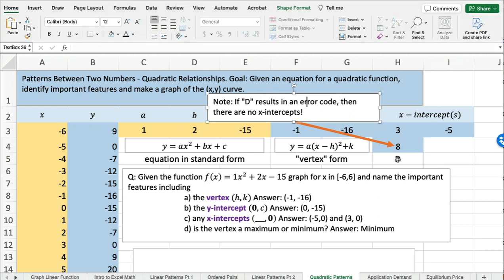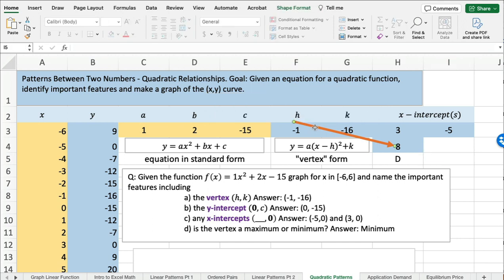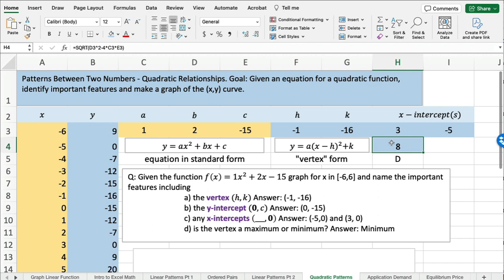I also want to point out right at the outset that when you are calculating your capital D, that's called the discriminant, by the way, sometimes it will result in an error code. If that happens, then you can just ignore it. It just means that there are no x-intercepts for that particular problem. So if you do not see a number for the value of D and it has an error code, then these two calculations up here for x-intercepts are going to be meaningless. But let's look at them right now.